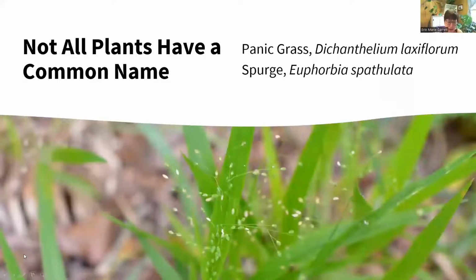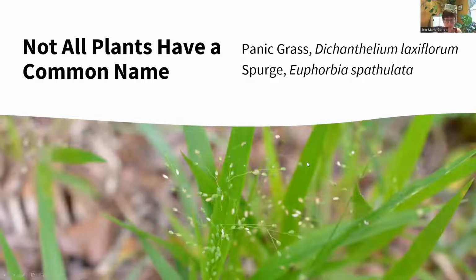Okay, we talked about how not all plants have a common name. Just to give some examples, I'm using a grass again, bear with me. There are about 34 different species of panic grasses in the Dicanthelium genus. Not all of them have their own common name. So when that happens, they generally just get a really general genus name. So you'd call this panic grass, but that tells you nothing about which of the 34 it is, versus the Latin, Dicanthelium laxiflorum.